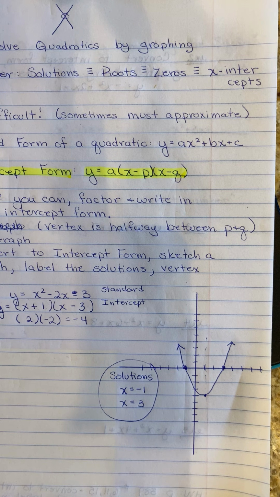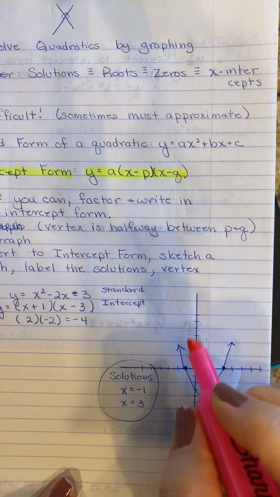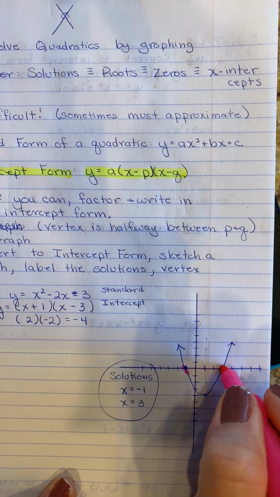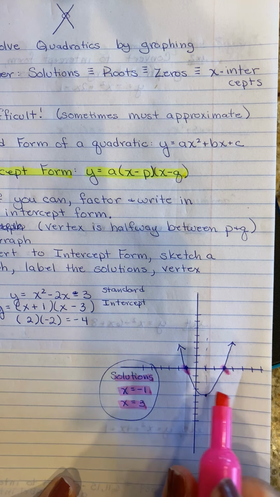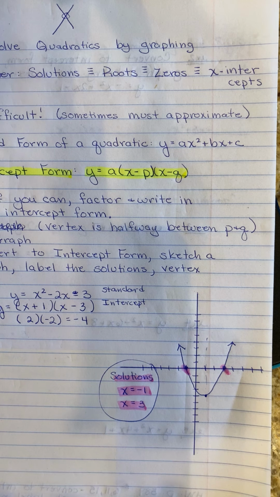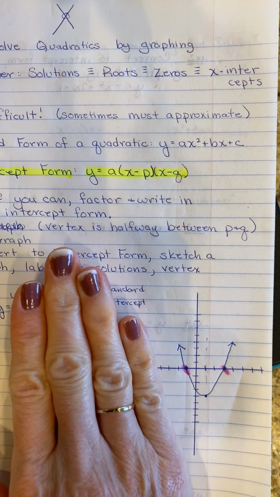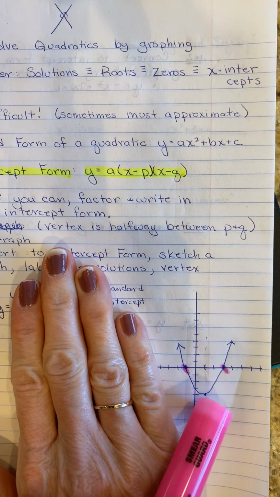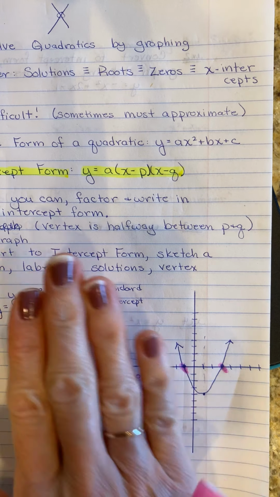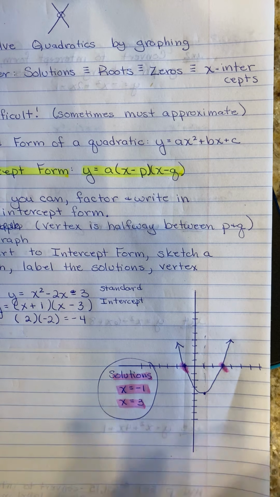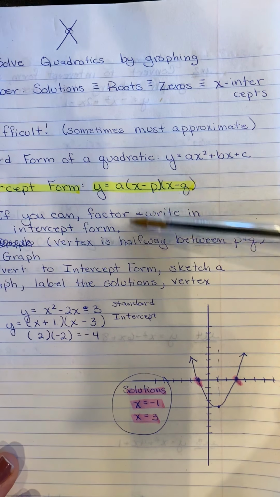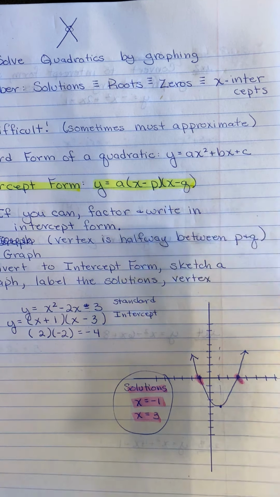So again, the solutions, very important point, are the same as the x-intercepts. The solutions are the same as the x-intercepts of a graph. So if you are given the graph, you should be able to find the solutions. If you're given the solutions, you should be able to sketch a graph. Going back here, if you can't factor, then we have to do a little bit more finagling.